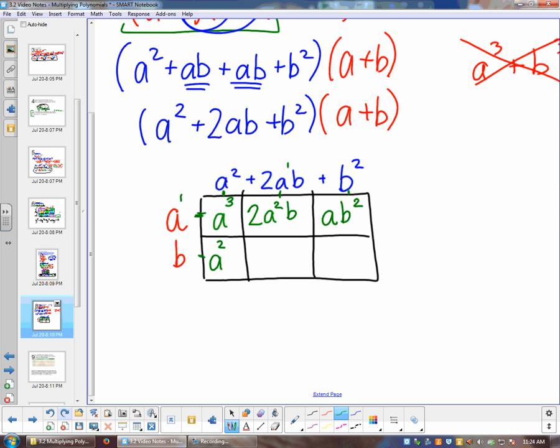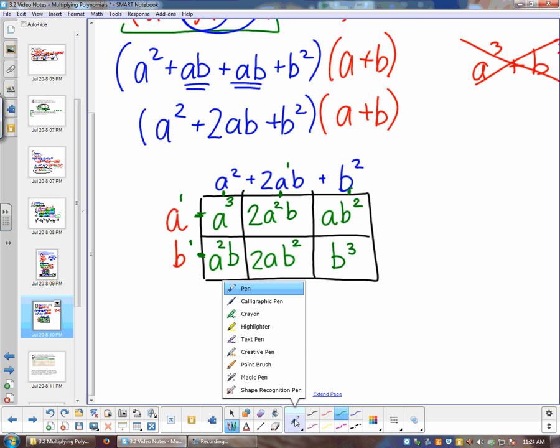Down in the second row, we have a squared times b. So again, I'll say a squared b. Moving over to the right, 2ab times b. Again, that's b to the first. So 2a, and now I end up with b to the second because I added my exponents there. And finally, I have b squared times b to the first, which becomes b to the third.